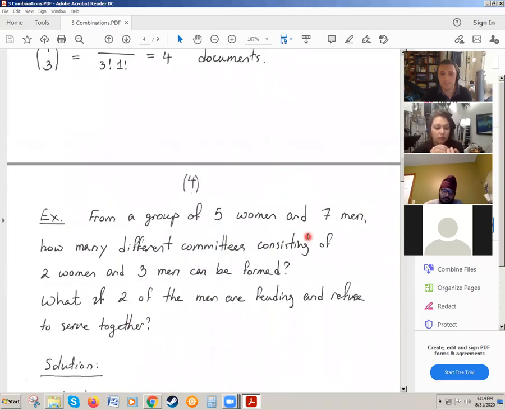And here is the next question, guys. So we have a group containing 5 women and 7 men, and we have to create a committee that will contain 2 women and 3 men. So first part is, how many possibilities are there? How many committees are there given this information? Out of 5 women, exactly 2 picked for the committee, and out of 7, 3 men picked for the committee. And the second part: there are 2 men that don't like each other and they will not be on the committee together. How many possibilities if that's the situation?